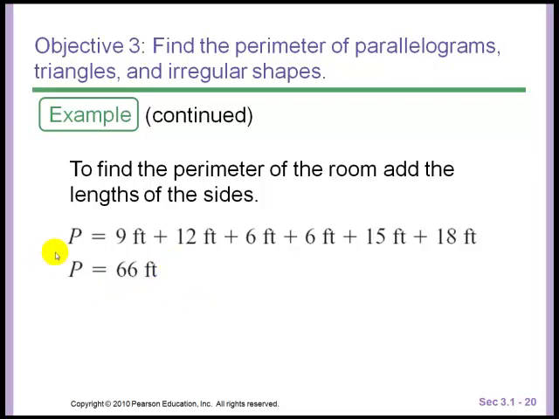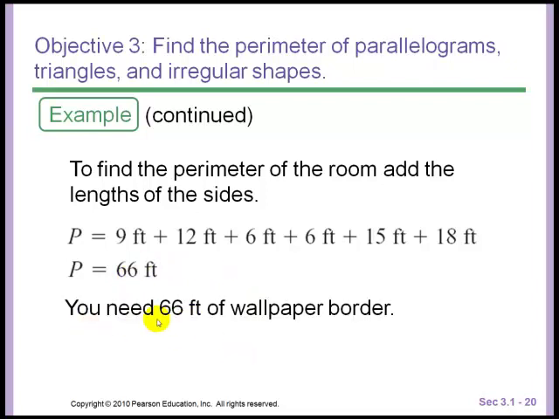Sometimes you will have to do a little bit more with this. For example, they could have asked you how much it would cost to wallpaper the room if wallpaper was $10 per foot. Then you would just take your 66 feet times the $10 or something like that. In this case, we know we need 66 feet of wallpaper. Again, units are very important. You couldn't walk into Home Depot and just say, "Excuse me, sir, I need 66 wallpaper." They'll ask you what measurements: inches, feet, yards, meters, millimeters. So it's very important that you have units.